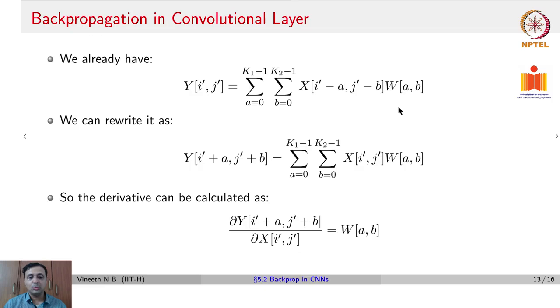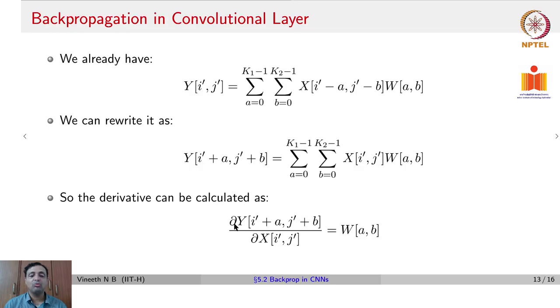From the definition of convolution, once again, we have Y at (i', j') given by this equation. This once again comes from the basic definition of convolution. So if this was the definition of Y at (i', j'), then the definition of Y at (i' + a, j' + b), which is going to be another pixel location, will be: wherever i' is there, replace it by i' + a, and wherever j' is there, replace it by j' + b. So i' + a - a becomes i', j' + b - b becomes j', and W_ab stays as it is.